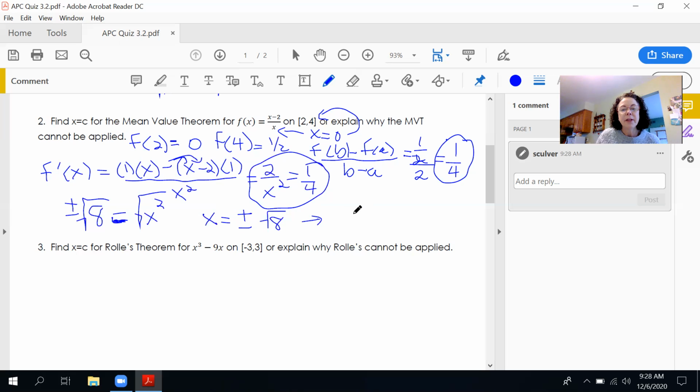It can be written as plus or minus, since 8 is 4 times 2, 2 square roots of 2, which most of you did. If you left it as the square root of 8, I took that because that is correct.